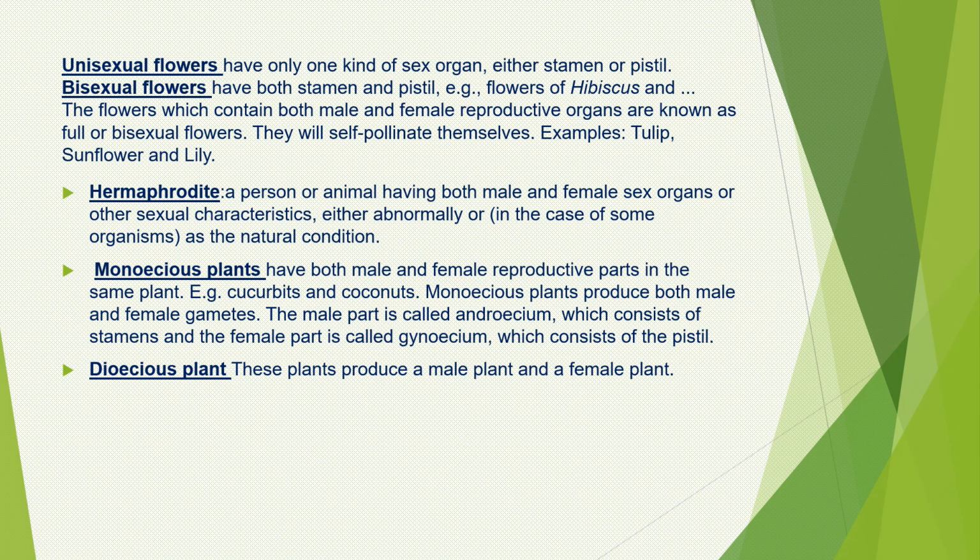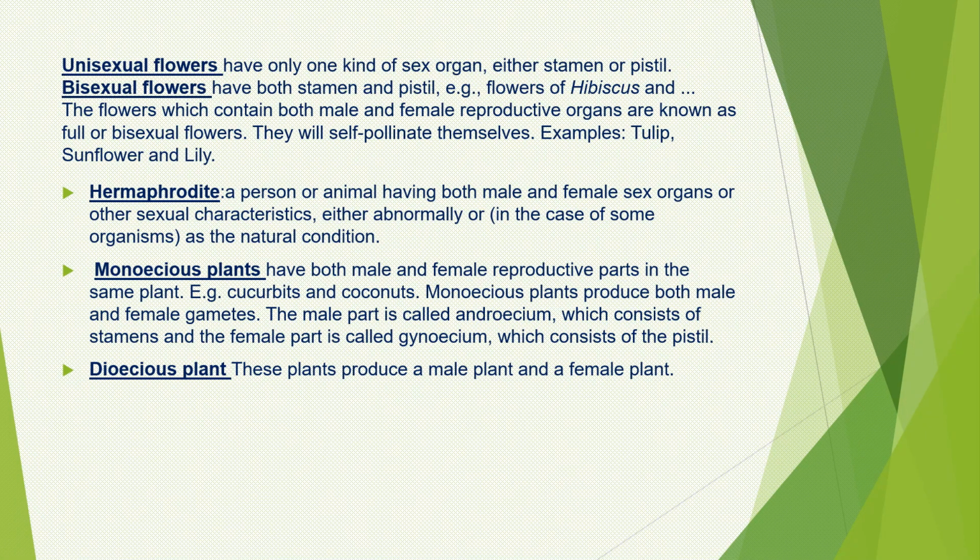In plants also, there are two types of parents, meaning male and female plants may be different. For example, the papaya, you must have seen, has unisexual flowers. The plants are called dioecious plants, meaning two types of plants are there. Male plant is different, female plant is different. Whereas in monoecious plants, both male and female reproductive organs are in the same plant. Cucurbits, you must have seen.